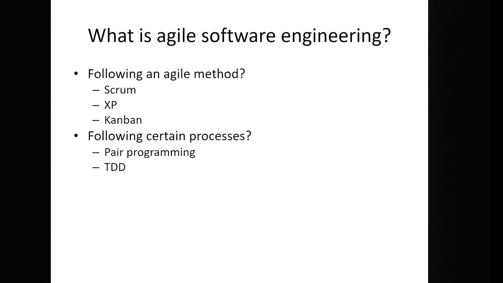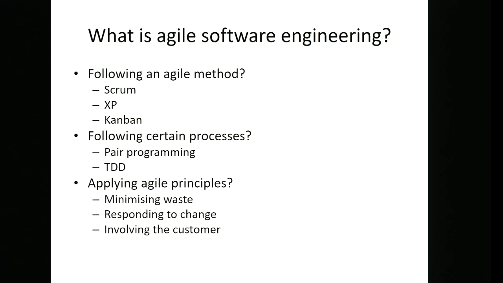So Scrum consists of lots of things. XP consists of lots of things, okay, which might affect results. So how do we know which is which? So we could instead look at certain processes. So we could look at things like pair programming, okay, so that pins it down a little bit more. We could look at TDD.